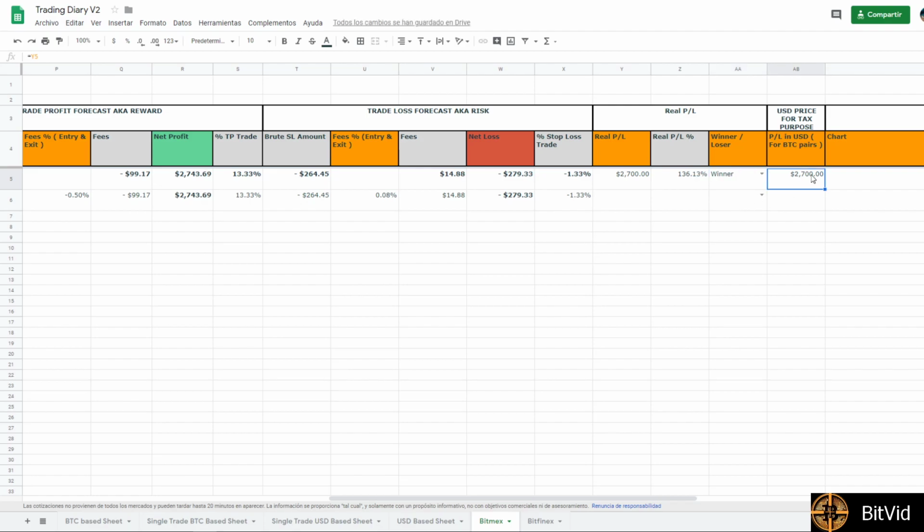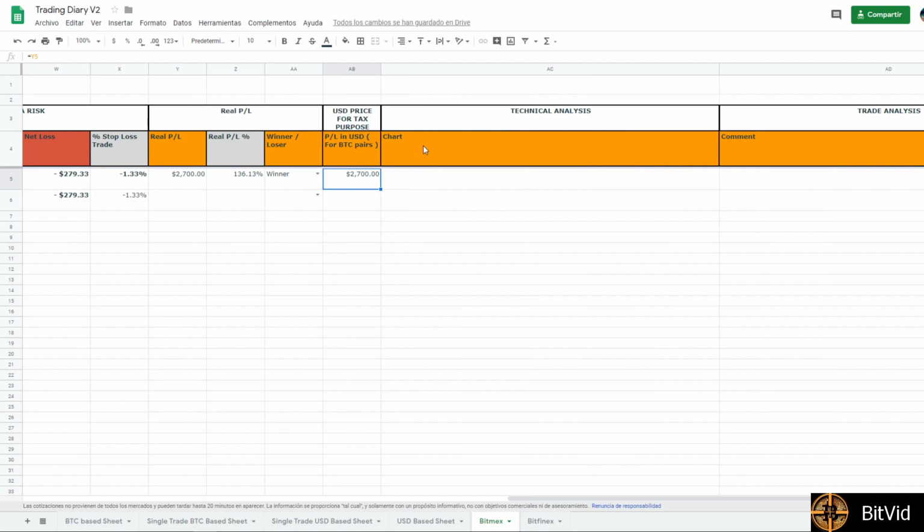Then you have here the value in USD. It does not make too much sense to have this column when you are working against USD pairs. But when you are working against BTC pairs, it is important to put here the real USD value, because then you can use this for your tax bill at the end. Okay, you will know for every trade exactly what the win or loss was in USD.